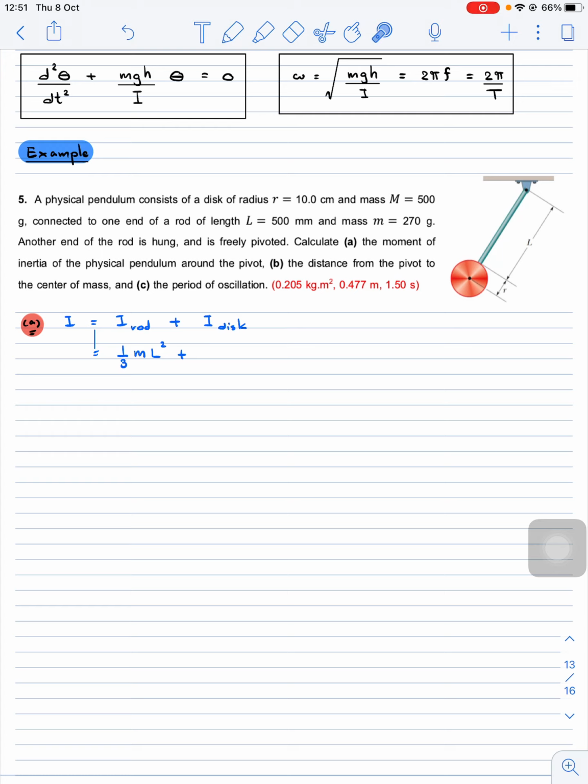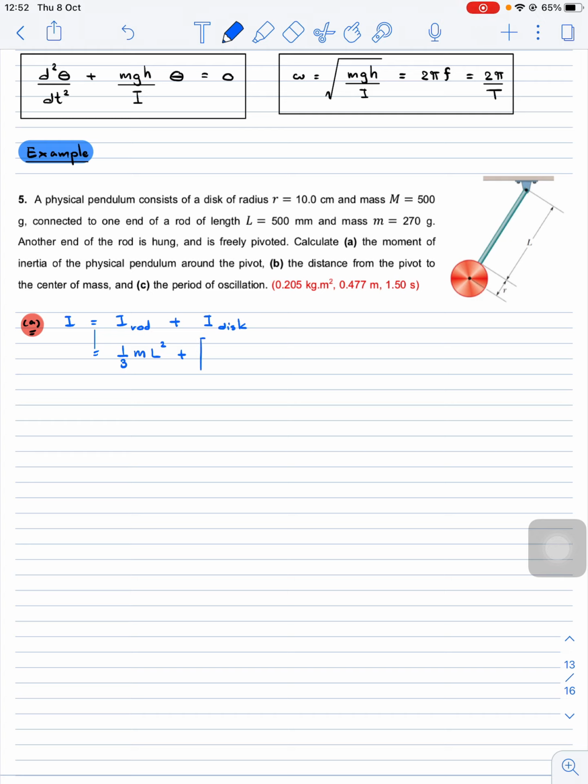Actually, we have the moment of inertia of the disc about the center of mass here, but in this case the pivot is at this position, so we need to shift the moment of inertia from the center of mass to this position. So which theorem should we use in this case? Let's think. We can use the parallel axis theorem to shift the moment of inertia about the center of mass to be the moment of inertia about the pivot here.